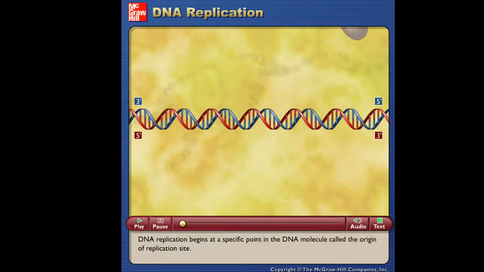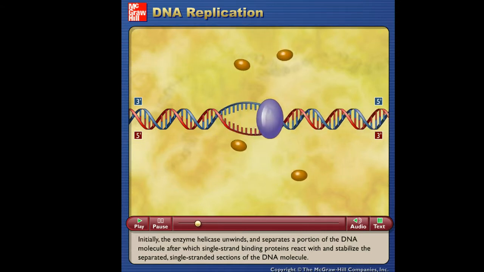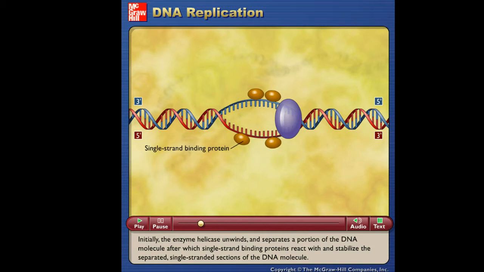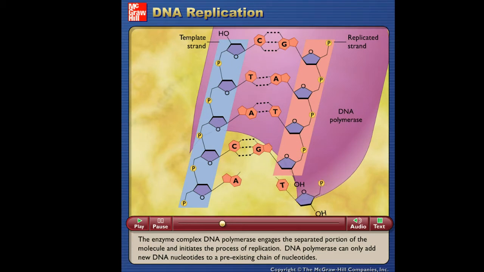DNA replication begins at a specific point in the DNA molecule called the origin of replication site. Initially, the enzyme helicase unwinds and separates a portion of the DNA molecule, after which single-strand binding proteins react with and stabilize the separated single-stranded sections of the DNA molecule. The enzyme complex DNA polymerase engages the separated portion of the molecule and initiates the process of replication. DNA polymerase can only add new DNA nucleotides to a pre-existing chain of nucleotides.